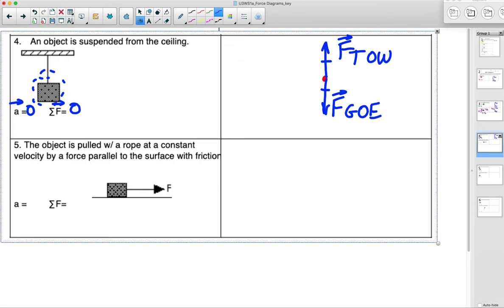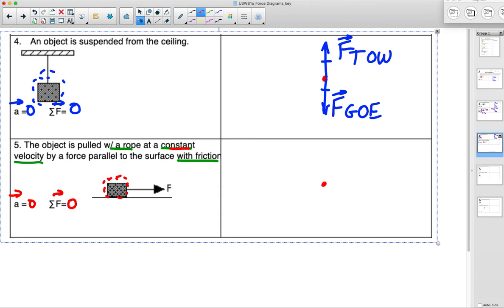Next one, number 5. We've got an object pulled with a rope at a constant velocity parallel to the surface, and there is friction. So the first thing we need to do is define the system. Because it's a constant velocity, that means the velocity is not changing and therefore the acceleration is 0. If it's not accelerating, then the net force must be 0.